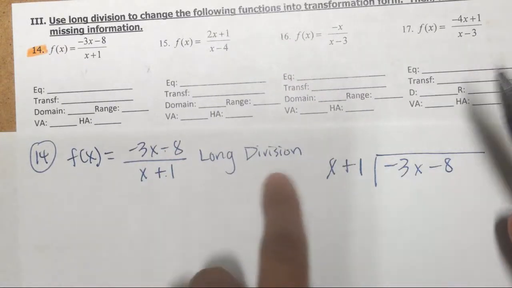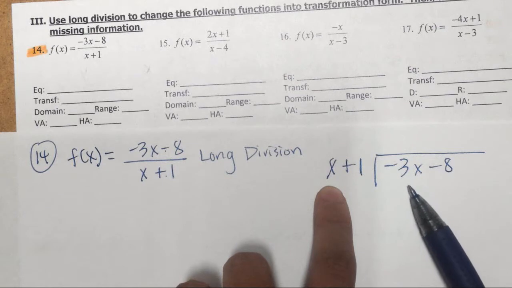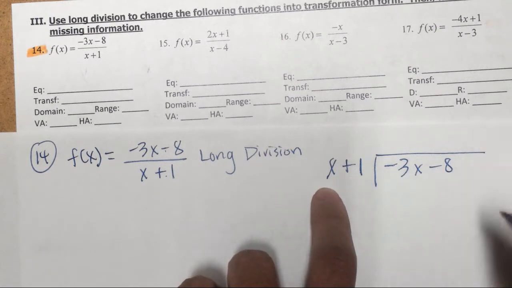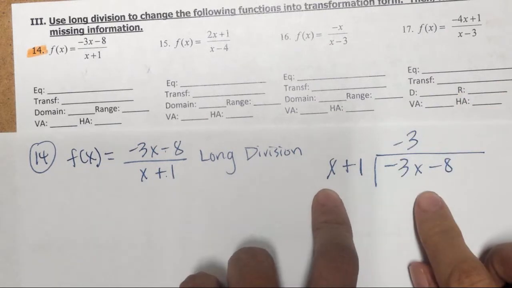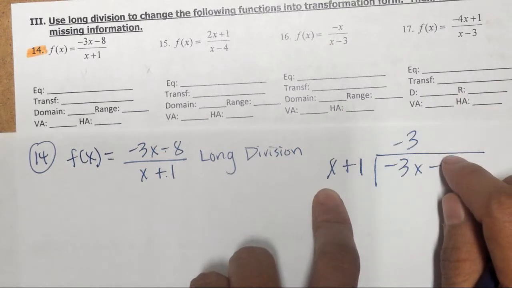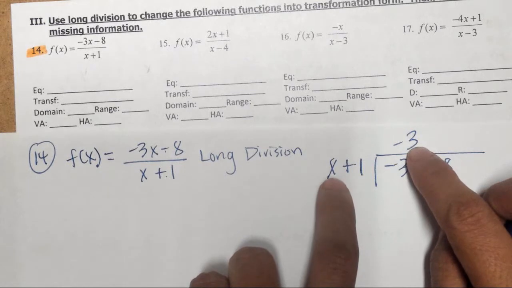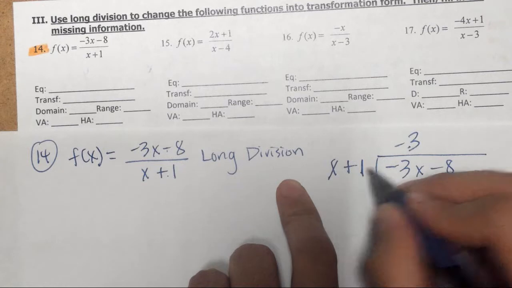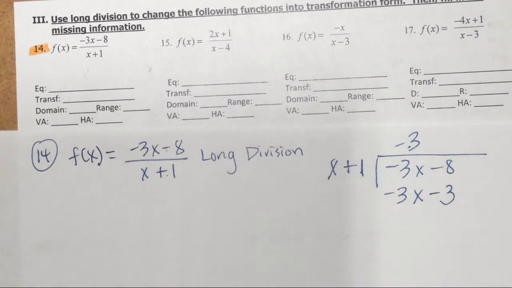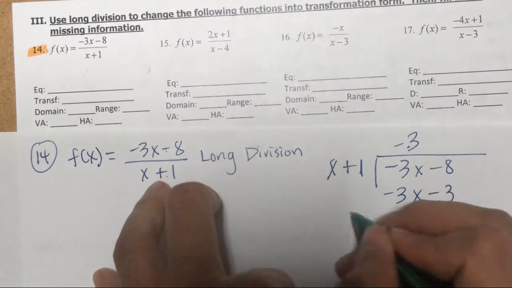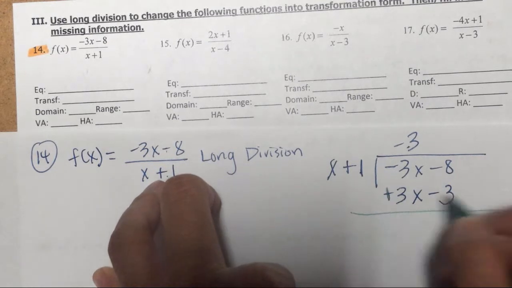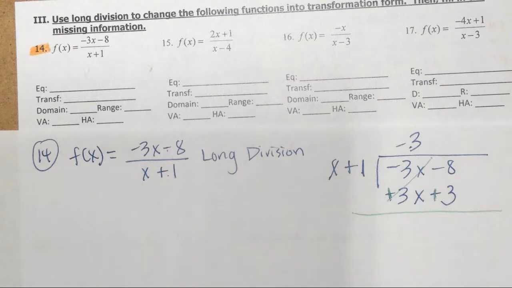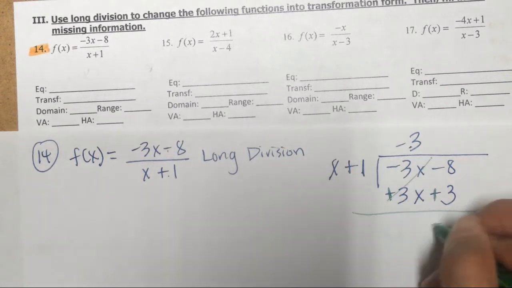Alright, so I'm going to ask myself, x times what gives me negative 3x? And you can also divide. But x times negative 3 gives me negative 3x. Now I'm going to multiply. So negative 3 times x gives me negative 3x. Negative 3 times 1 gives me negative 3. Now I'm going to draw the line, change the sign. So these guys cancel. So you get negative 8 minus 3. You get negative 5.